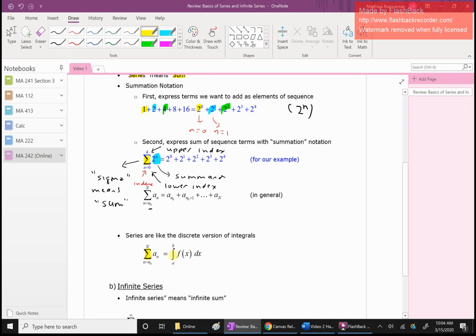An integral is kind of like a sum. We're summing up infinitesimal pieces of area, right? The summand is like the integrand, the thing that we're summing up. The lower index, and n is like x, by the way, okay? The index kind of behaves like a variable. And the lower index is kind of like the lower limit of integration, and the upper index is kind of like the upper limit of integration.